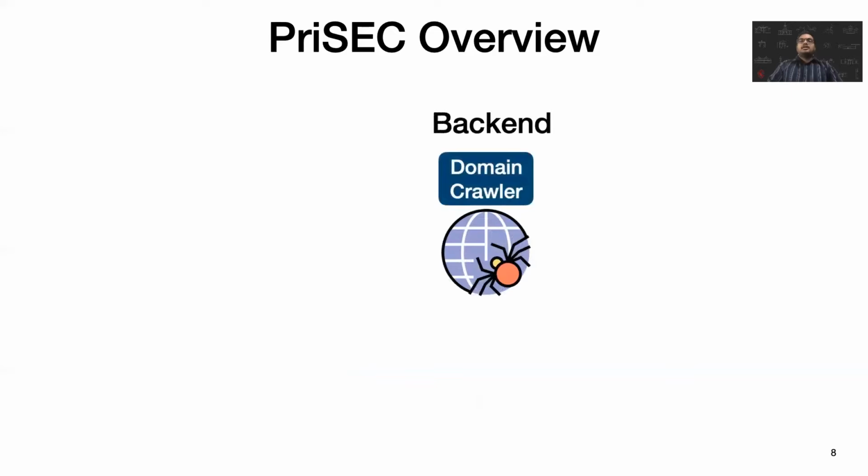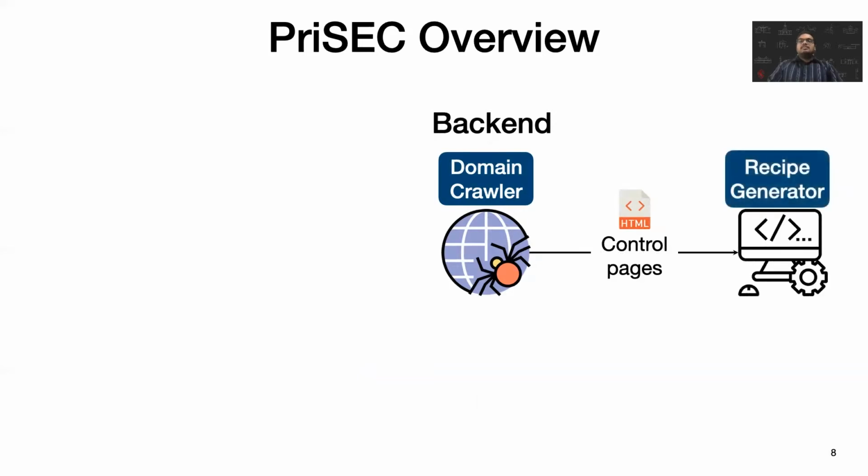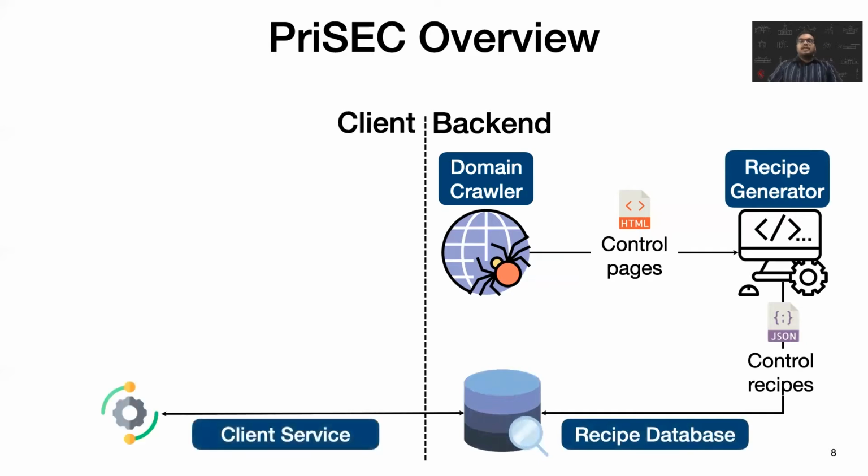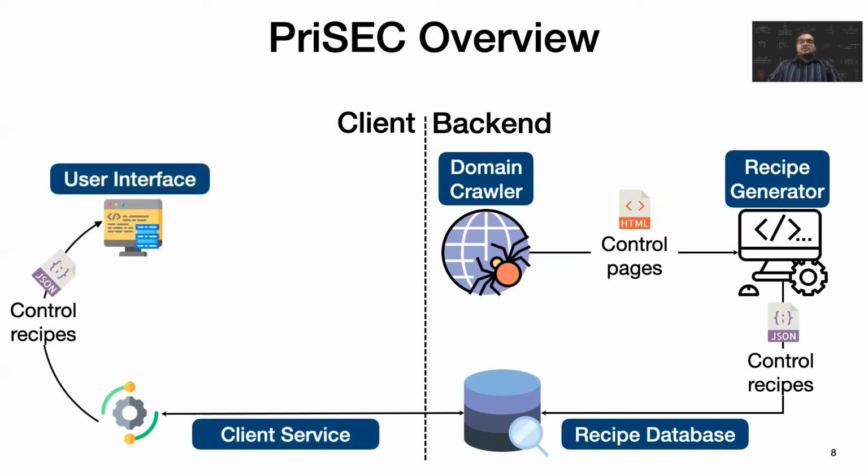But first, let's start with the overview of PriceSec. The first module is the domain crawler. This takes in the domain name and finds the control pages in that domain. The control pages are then passed onto the recipe generator, which transforms them into control recipes, which are machine-readable representations of the control pages. These recipes are stored in a recipe database, which can be queried by the client service. The client service then serves these recipes to the users via the user interface.